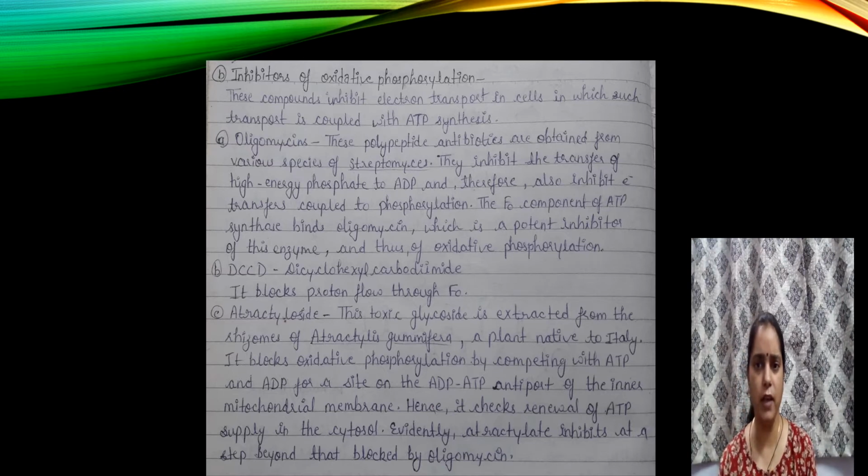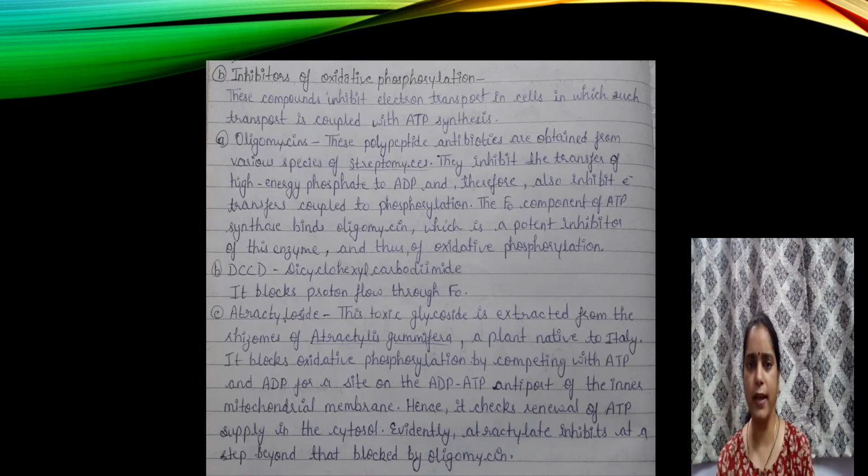All of you know the FO component of ATP synthase, we have already seen in the video of oxidative phosphorylation. Okay, so the FO component of this ATP synthase enzyme actually binds oligomycin, which is a potent inhibitor of this enzyme and of oxidative phosphorylation. The next one is DCCD. The full form is dicyclohexylcarbodiimide. Again, it blocks proton flow through the FO component of ATP synthase.